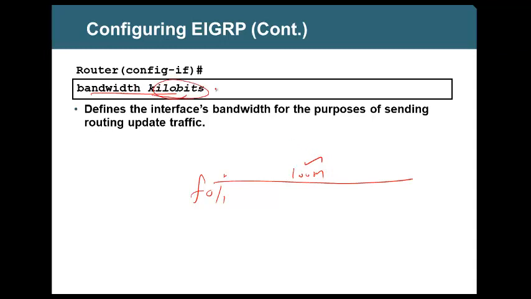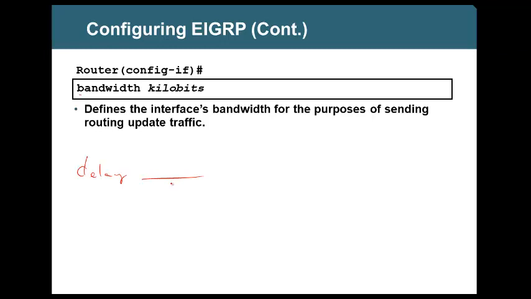Same way, for delay, instead of the bandwidth command, use the command delay. And then specify the delay value. So you can change the default bandwidth and default delay by using these commands, right?